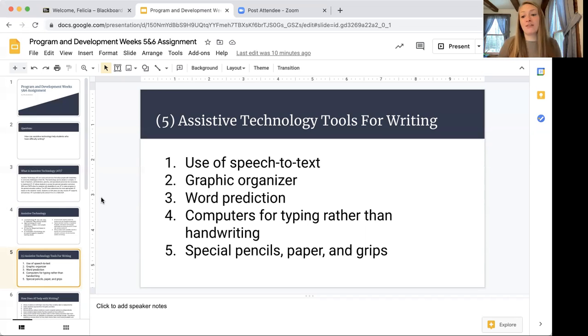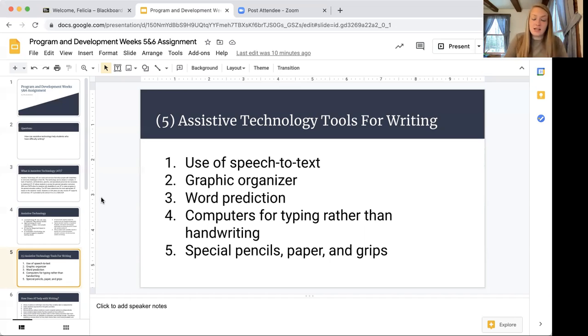The use of a graphic organizer allows students to organize their thoughts and ideas. It also provides a visual and it helps them understand what they want to write about. And this would definitely be more of a low tech technology. But there are online programs or you can do a paper one. So there are definitely options for different graphic organizers.